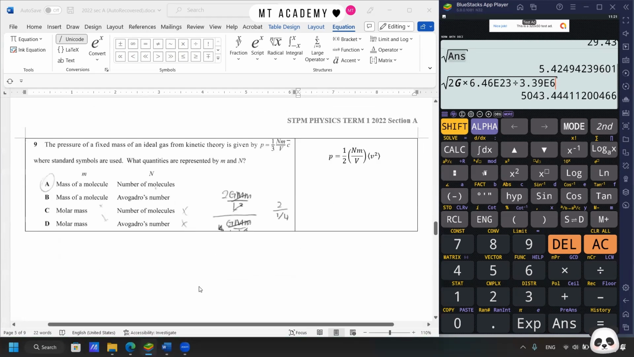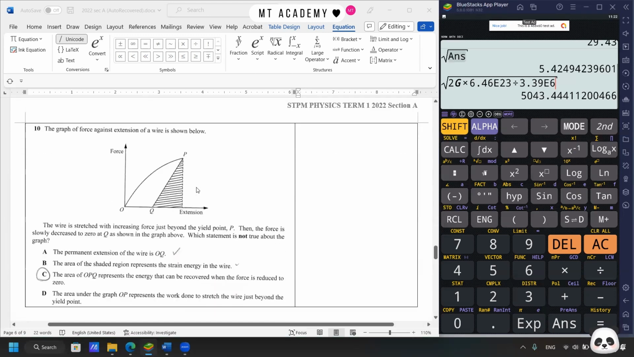We move on to question 9. The pressure of a fixed mass of an ideal gas from kinetic theory is given as P equals 1 over 3 n m times the root mean square speed squared, where standard symbols are used. What quantities are represented by m and n? I think these are what we have done before. The n here is the number of molecules, and the m here is the mass of a molecule. Molar mass is usually represented by Mr, and the Avogadro number is of course NA. So the answer is A.